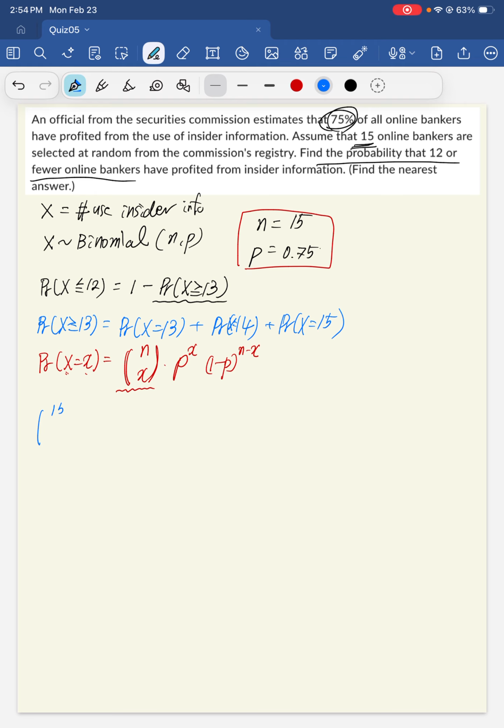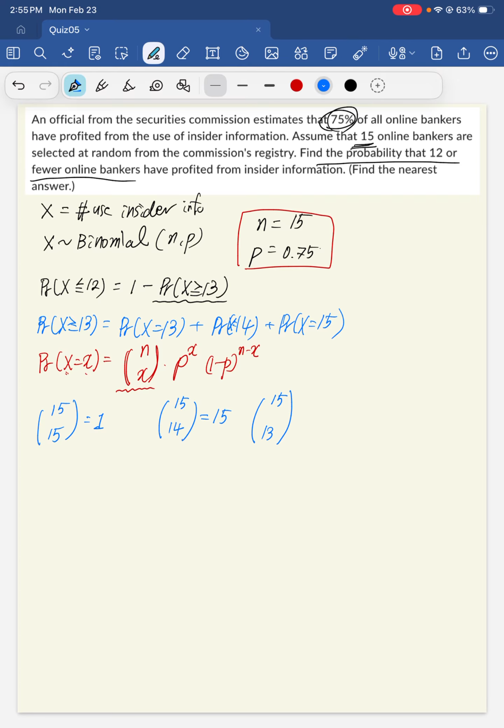So 15 choose 15 is pretty simple. You choose all the 15 out of 15 options. That's just one possibility, one combination. And when you choose 14 out of 15, that means you are dropping 1. So there are 15 different ways to drop 1 because there are 15 options. That's 15.